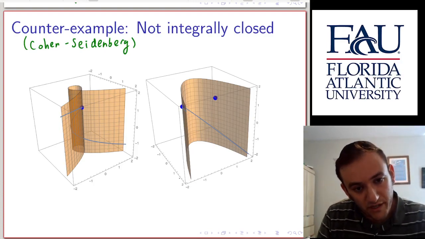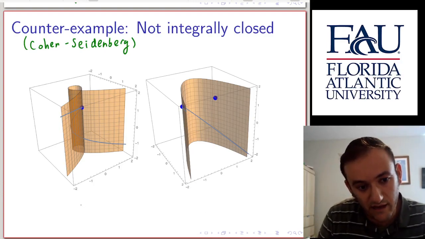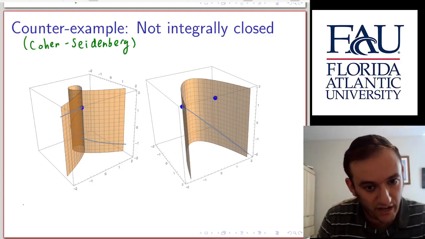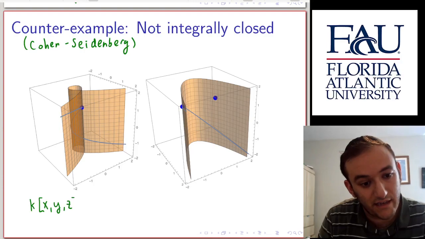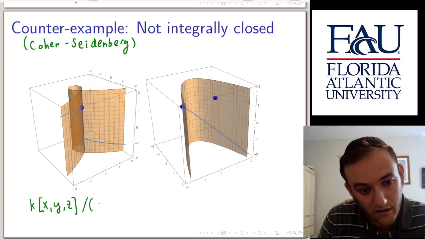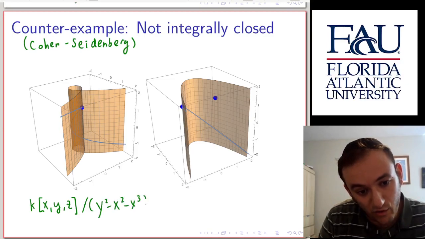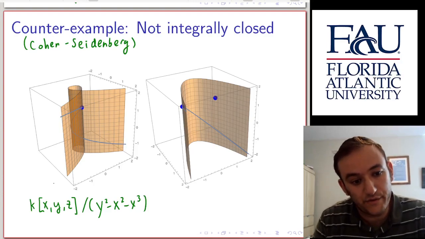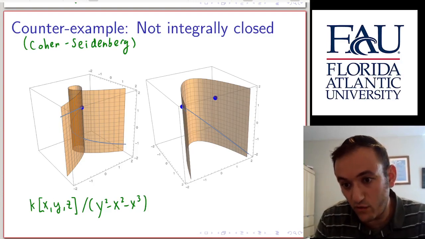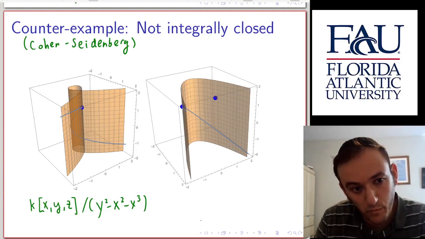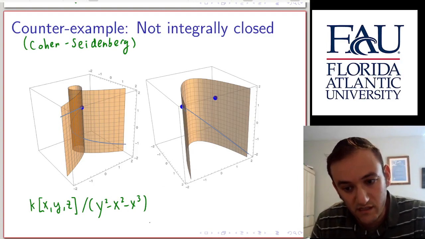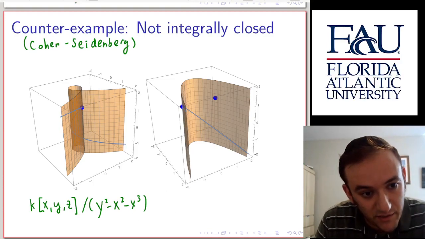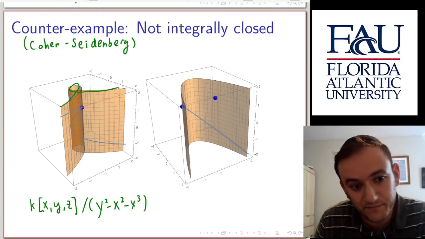And the pictures that we're looking at here, we're looking at two algebraic varieties. So the first is K adjoin x, y, z, modded out by the polynomial y squared minus x squared minus x cubed. Okay, so that's the coordinate ring for this variety. Okay, and you can tell this polynomial in x and y defines this elliptic curve you see over here.